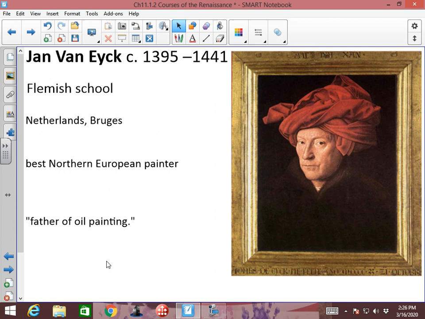Now, these guys have to create their own paint, so it's not like you can go down to Walmart and buy it. So he's got to create his own paint. He's got to have his own colors. He's got to have different pigments. He's got to mix them correctly and then apply them correctly, because oil painting is different than painting with tempera, which is different from painting with anything else.